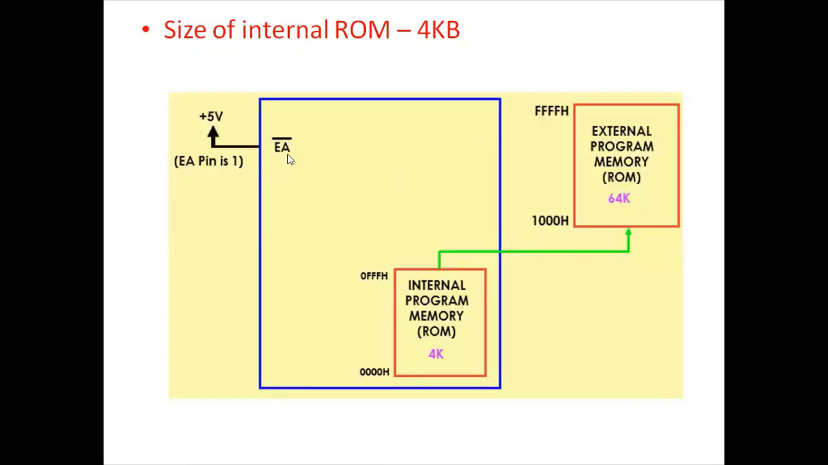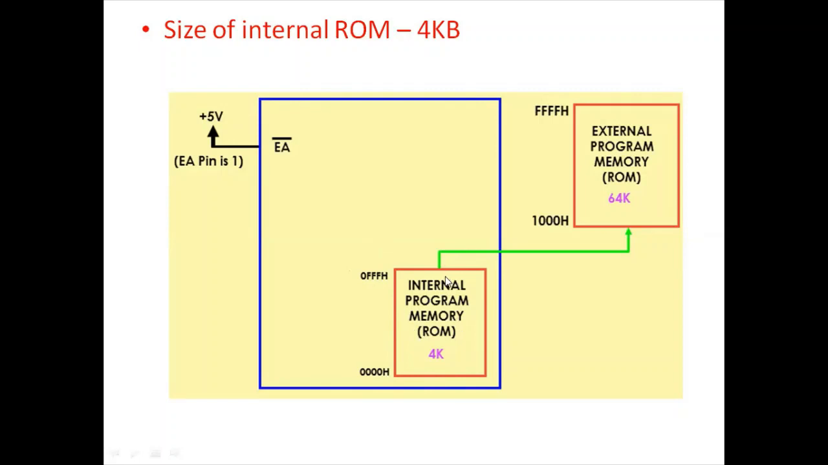Now EA bar is external access. So it is active low. So hence on 1 it will be deactivated. So if this pin is 1, that means you are not accessing external ROM. You are accessing internal ROM. Is this option right? The option is not absolutely right. Why? Because when EA bar is 1, you first access internal ROM. And the size of internal ROM is 4 KB. So the address is from 000 to 0FFFH. Okay, that is 4 KB.